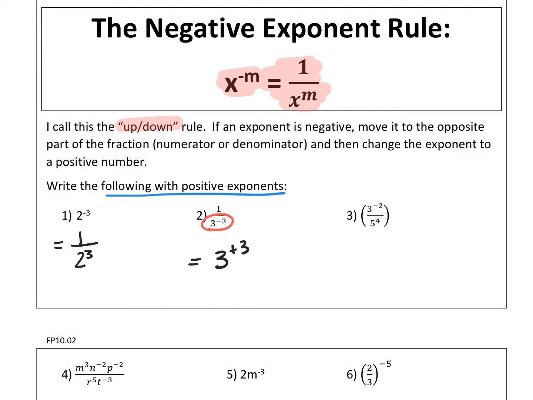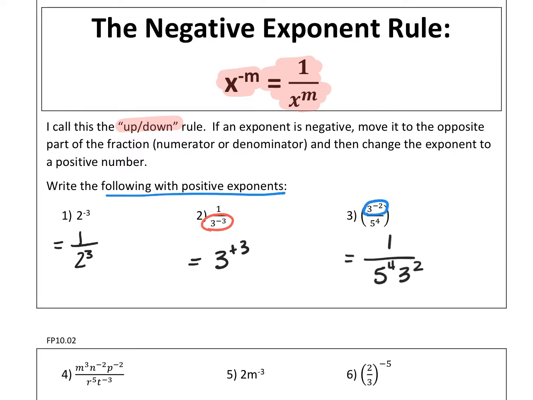So when there's more than one base happening here, what I like to do is identify the ones that need to move. Okay, so this one, the 5 to the 4 is positive. I'm going to leave it where it's at. But the 3 to the -2 is negative on the top, so I need to move it down to the bottom. That leaves me nothing on the top, so I need a 1.